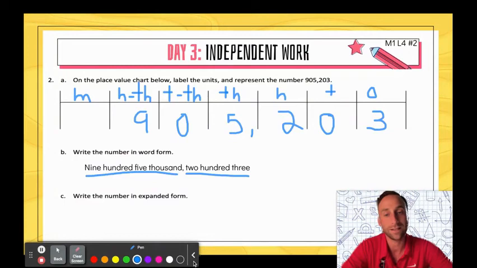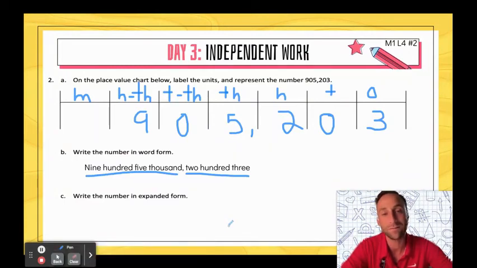Lastly, I'm now going to take things into expanded form. All right, expanded form is when we find the value of each of the digits and we represent it in what looks like a larger addition sentence. If we were to add them all together, we would again get 905,203. So whenever I do this, I always start in the greatest place I have a number. That's the 100,000s place. So 900,000s can be represented as 900,000, right?